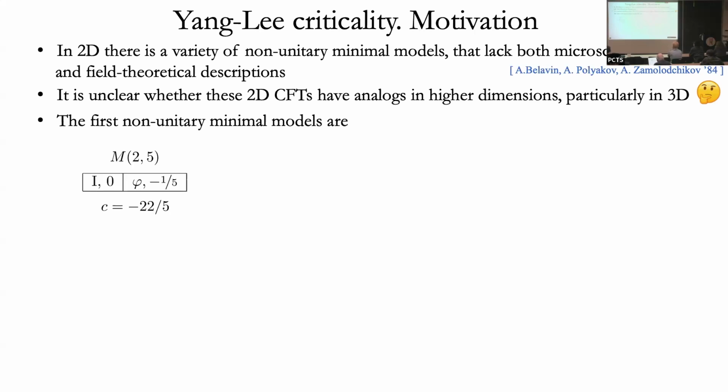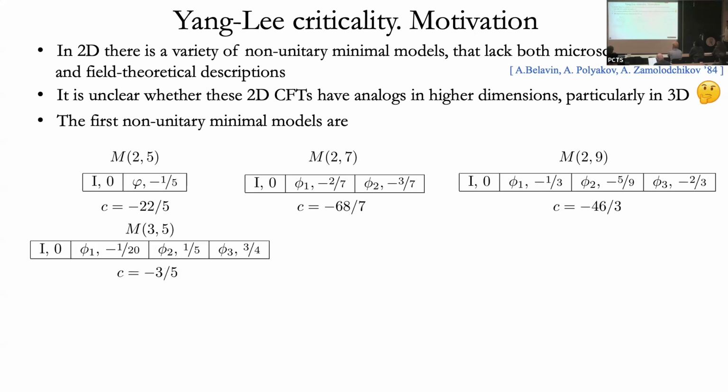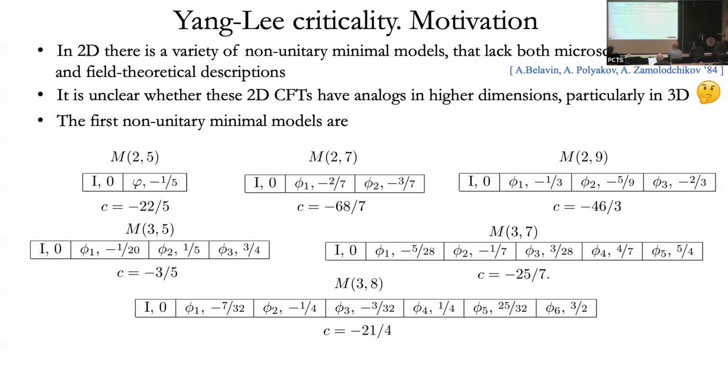And just to give you a list of the first few non-unitary minimal models. There's this M25, which is the Young-Lee model. It's the simplest non-unitary model. It's actually the simplest minimal model because it has only two primary fields: identity with dimension 0 and primary field phi with conformal dimension -1/5 and negative central charge. But there are other non-unitary minimal models, for example, M27, which has 2 primary fields with negative dimension and identity: M29, M35, M37, M38, which Igor discussed in his talk, and infinitely many more.